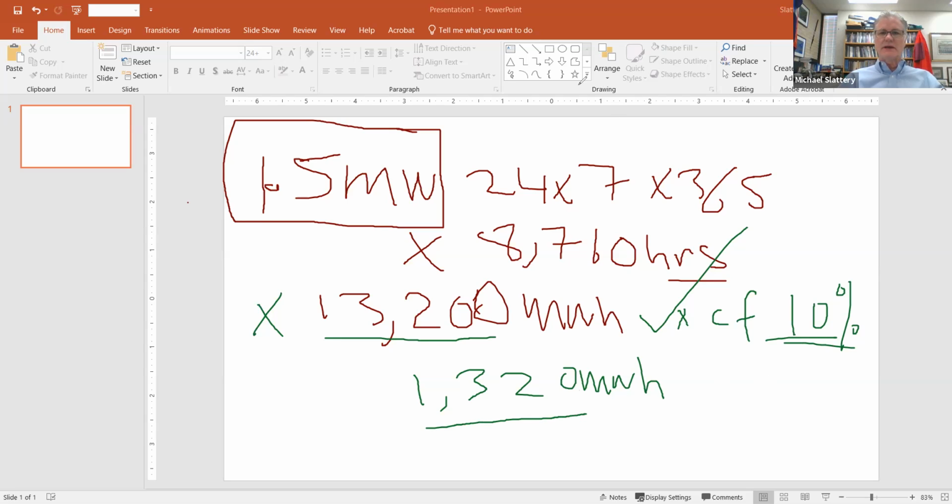And then the final part is you just take that and divide it. If a wind turbine is generating 1,320 megawatt hours, divide that by how much energy is consumed by the average home. If I say a home on average consumes 10 megawatt hours per year, then how many houses can that wind turbine support? 1,320 divided by 10 is 132 houses.